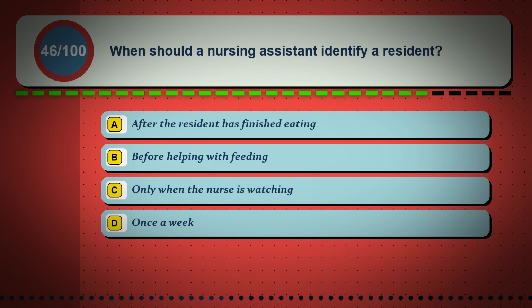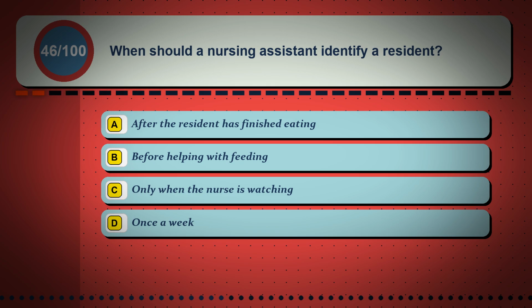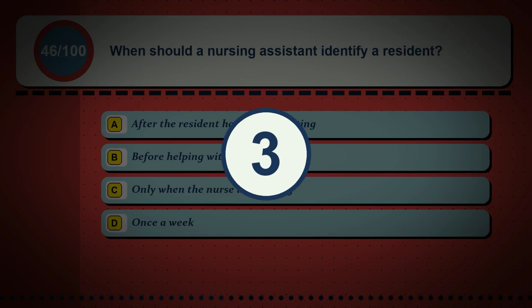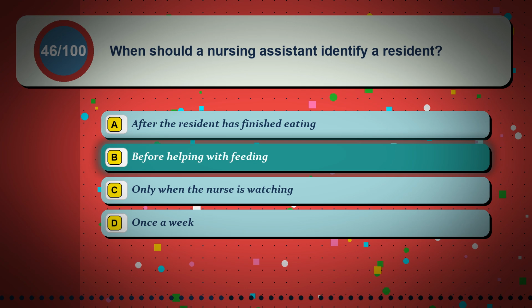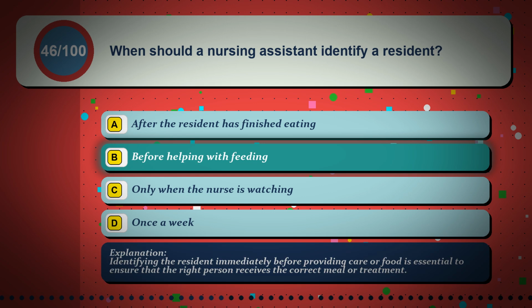Question 46. When should a nursing assistant identify a resident? Option A. After the resident has finished eating. Option B. Before helping with feeding. Option C. Only when the nurse is watching. Option D. Once a week. The correct answer is option B. Before helping with feeding. Identifying the resident immediately before providing care or food is essential to ensure that the right person receives the correct meal or treatment.